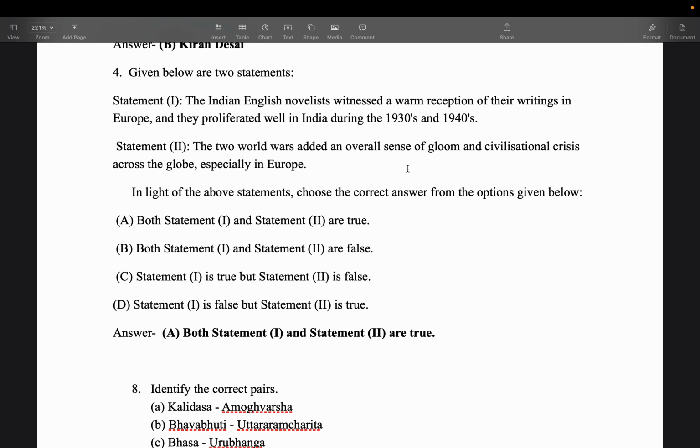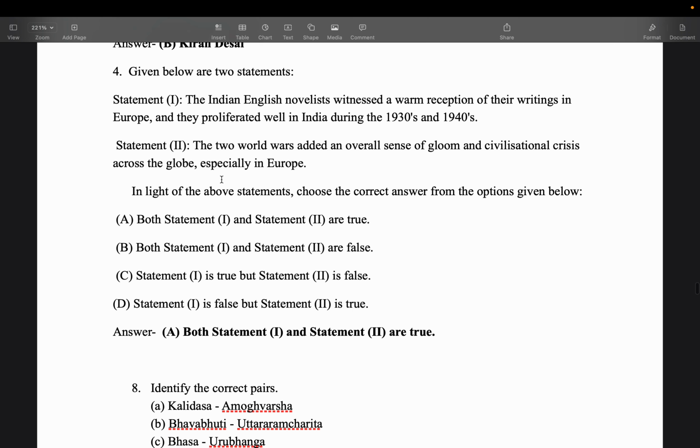Now, look at the statements. The Indian English novelists witnessed a warm reception of their writings in Europe, and they proliferated well in India during the 1930s and 40s. Yes, look at how R.K. Narayan was supported by Graham Greene and Mulk Raj Anand by E.M. Forster. It was a warm reception, it's correct. The two world wars added an overall sense of gloom and civilizational crisis across the globe, especially in Europe. That is also easy. Common sense. Yes, both are correct. Easy.